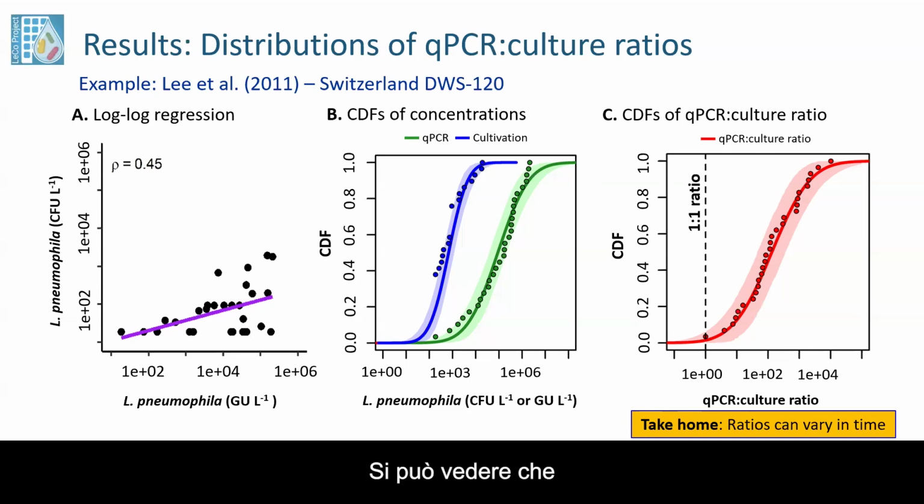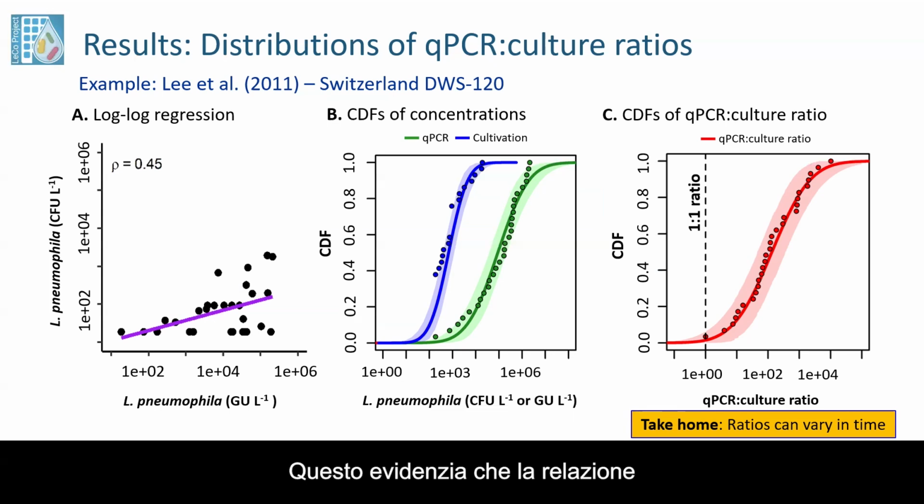We can see that qPCR generally detects higher concentration than culture, and that qPCR data seems to be more variable than culture data. The key insights come from panel C, where we model the distribution of the qPCR to culture ratio. Here, we can clearly see that at this single site, the ratio between qPCR and culture varies by over 3 orders of magnitude, so from below 1 to well above 1,000.